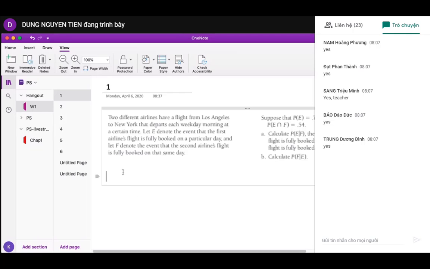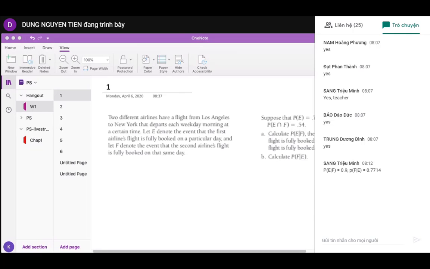Can you tell me the answer quickly? 0.9, and the other one is 0.7714. That's correct. Okay, let's go through the question. The same, good.